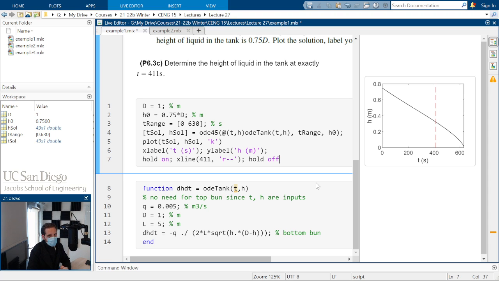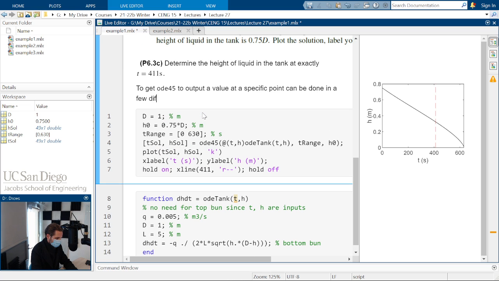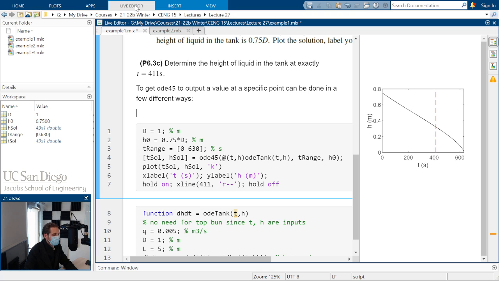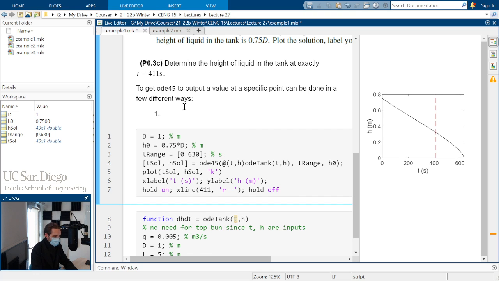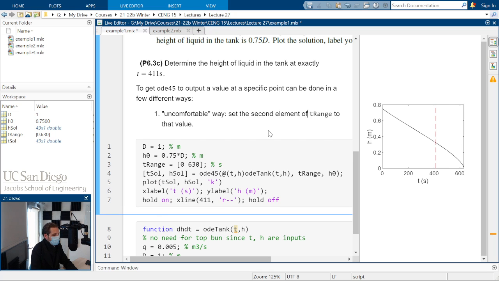There are a couple of different ways that we can do something like this. To get ODE45 to output a value at a specific point can be done in a few different ways. The first one is sort of, I don't know what I would call it. Let's call it the uncomfortable way, since I'm uncomfortable thinking about it. The uncomfortable way to do it is to set the t range to that value. Or I should say set the second element of t range to that value.